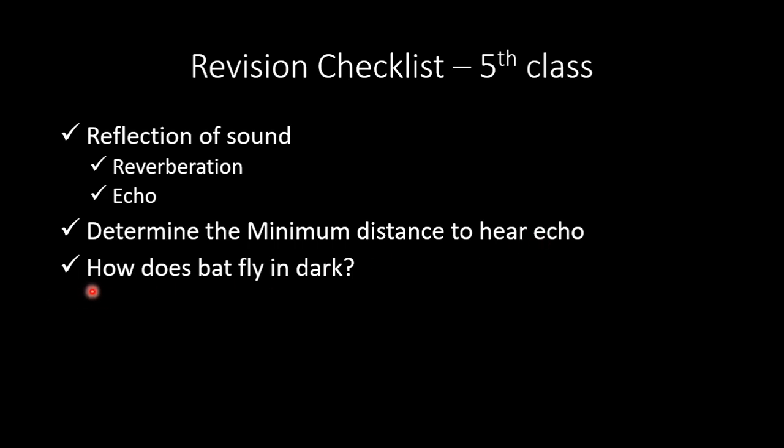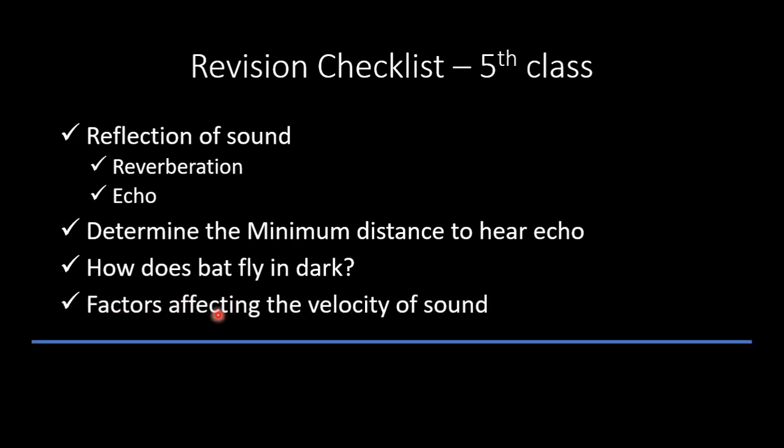And we also understood how bats fly in the dark and the factors affecting the velocity of sound. Due to increased temperature, the velocity increases. Due to increased humidity, the velocity also increases. And if the density increases, the velocity decreases. And if we take a more rigid, stiffer material, then the velocity will also increase.